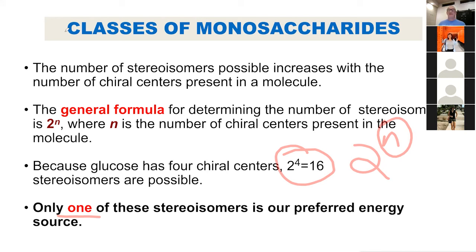Plants make one kind, and we digest that one kind. The other 15 versions are not found naturally. I shouldn't say that, well, 2 of them are found naturally. The other 14 we don't even see. And I'll show you what the differences are.